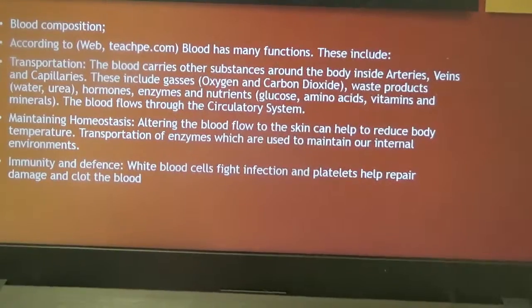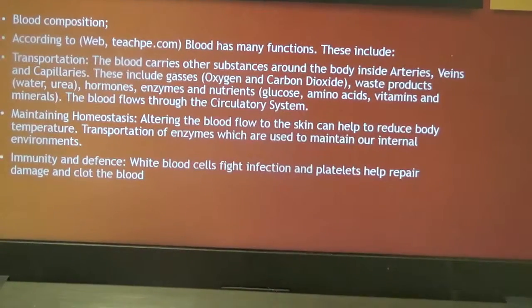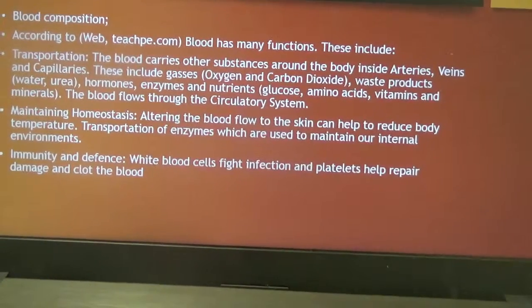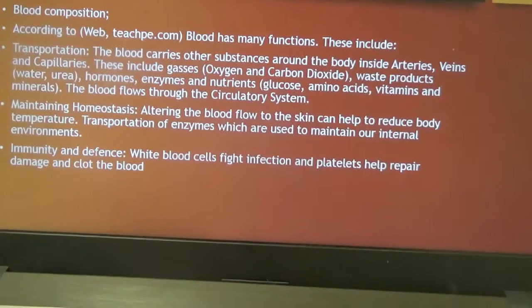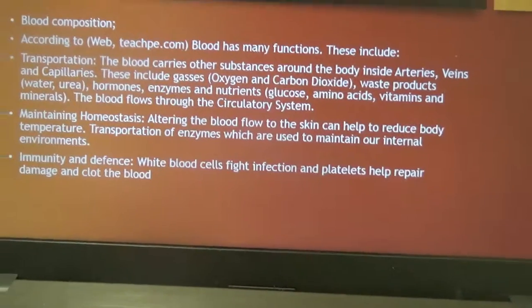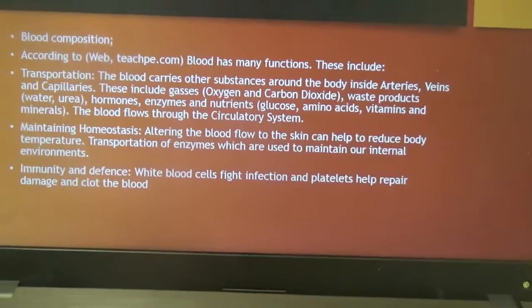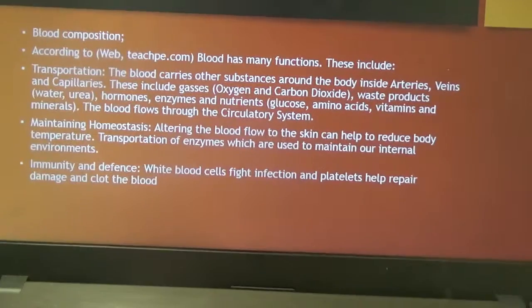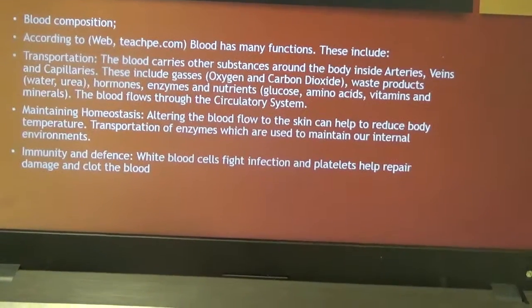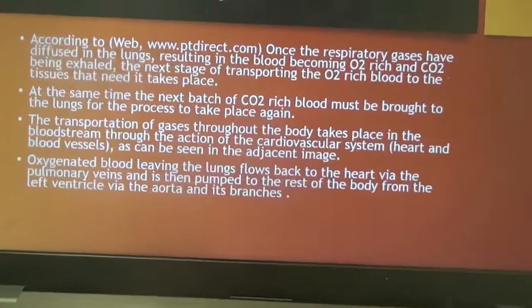Maintaining homeostasis. Altering the blood flow to the skin can help to reduce body temperature. Transportation of enzymes which are used to maintain our internal environment maintains homeostasis. The immunity and defence. White blood cells fight infection and the platelets help repair damage and clot the blood.